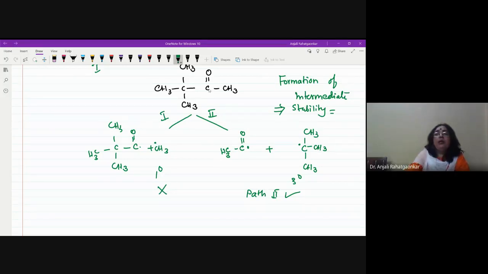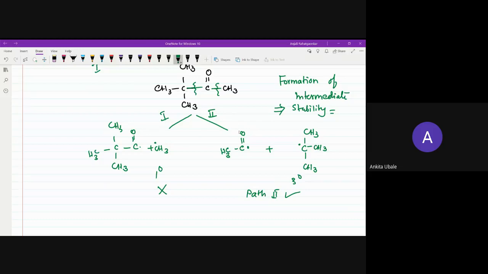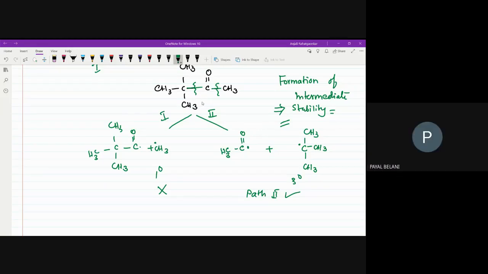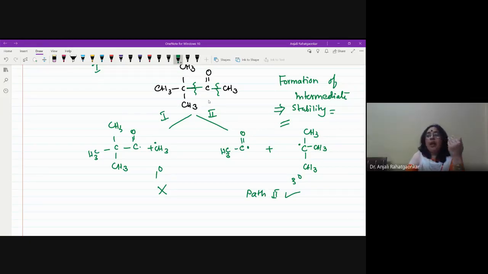So in this way, you cannot even simply break this point. Why are you breaking these points, the alpha cleavage? There should be some justification, and that justification is nothing but the stability of the intermediates, right? And that's why you are breaking this point and not breaking this point. You understand? So whenever we have any formation of intermediates, we also have to look at this factor, the stability of the intermediates, and that's why in both cases path 2 is feasible rather than path 1. You got it?